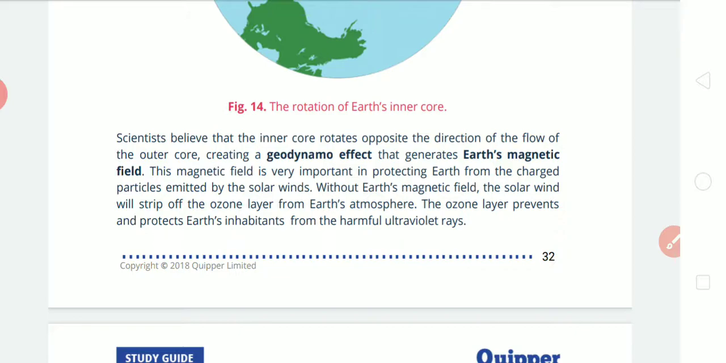But thankfully, since Earth has this magnetic field, we can counter these solar winds that are emitted by the sun. So, without Earth's magnetic field, the solar wind will strip off the ozone layer from Earth's atmosphere. So, bali iyang gubon or iyang buslutan ang ozone layer from the Earth's atmosphere. The ozone layer prevents and protects Earth's inhabitants from harmful ultraviolet rays.